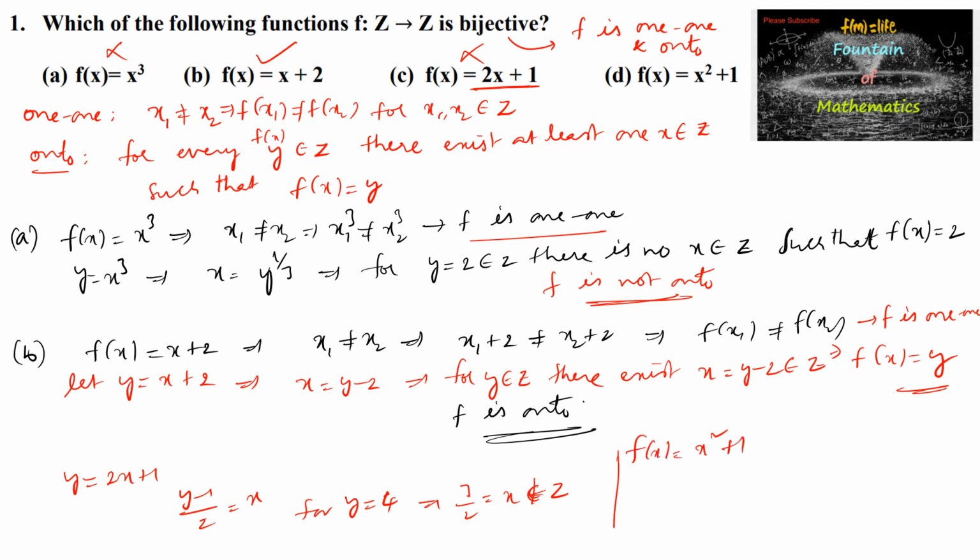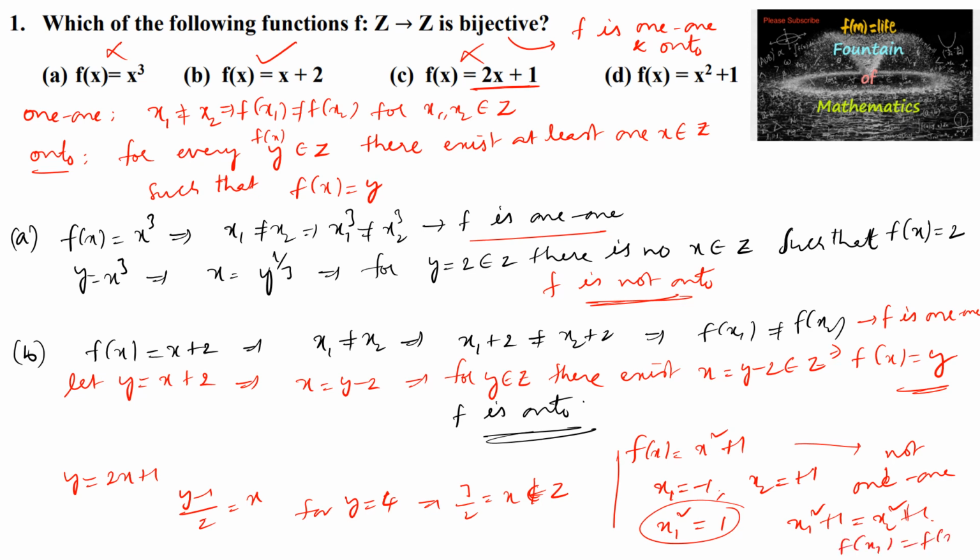And coming to the fourth option, f of x is equal to x square plus 1. Consider x1 equal to minus 1 and x2 equal to plus 1. Minus 1 whole square is 1 and plus 1 whole square is 1. So for two different elements, minus 1 and plus 1, you are getting the same x square value, and hence we can say the function is not 1 to 1, because x1 square plus 1 is equal to x2 square plus 1, that is, f of x1 is equal to f of x2.